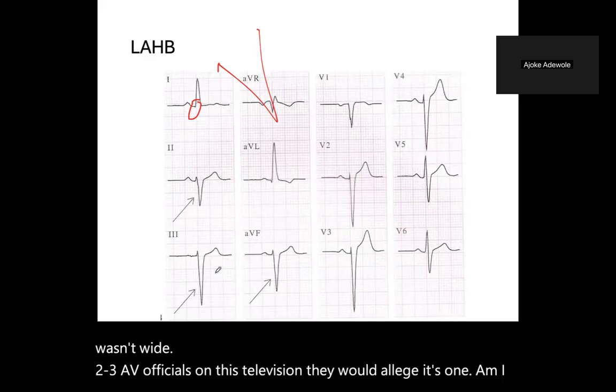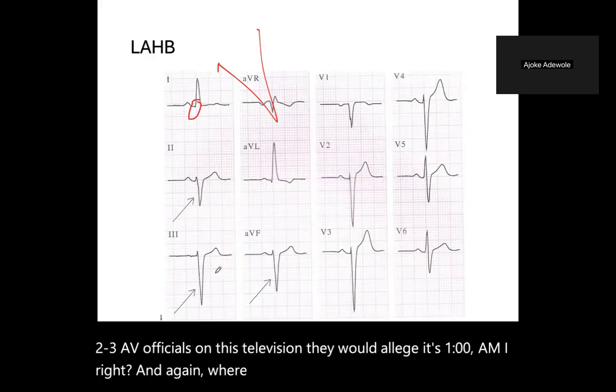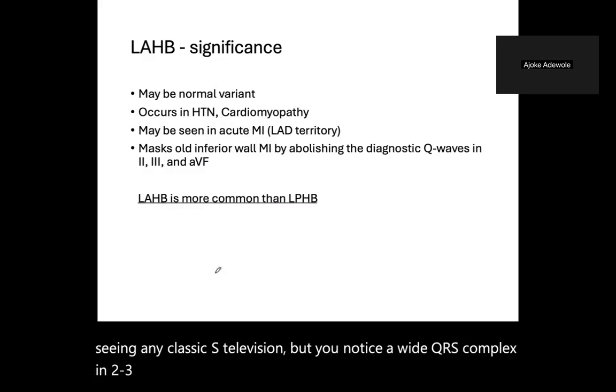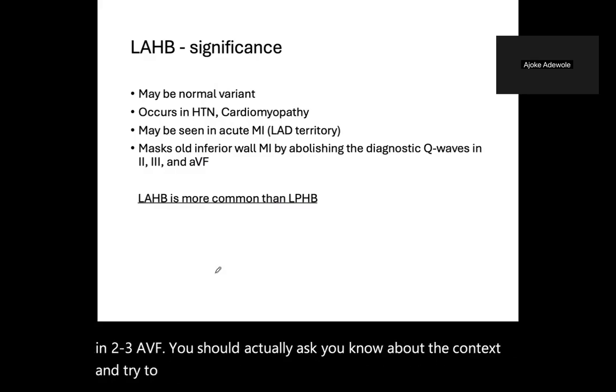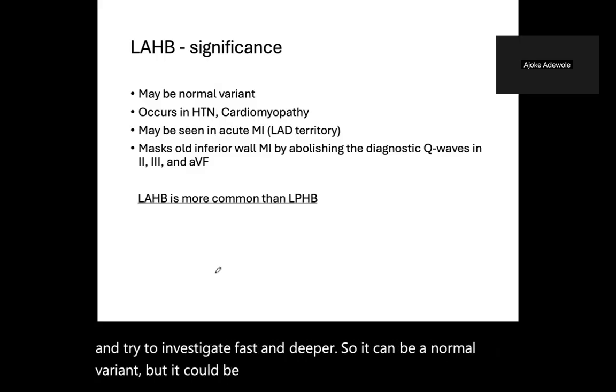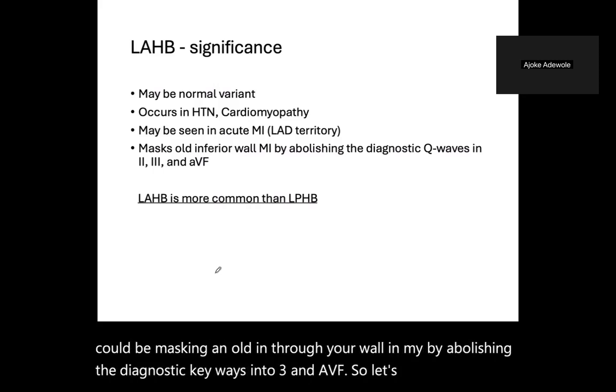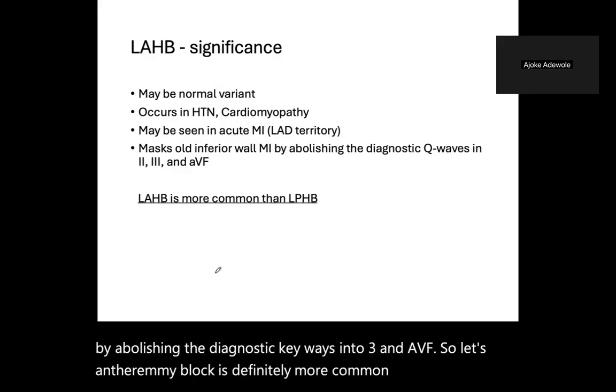And again, when you get an ECG, you're probably not seeing any classic ST elevation, but you notice a wide QRS complex in 2, 3, aVF. You should actually ask about the context and try to investigate faster and deeper. So it can be a normal variant, but it could be masking an old inferior wall MI by abolishing the diagnostic Q waves in 2, 3, and aVF. So left anterior fascicular block is definitely more common than left posterior fascicular block.